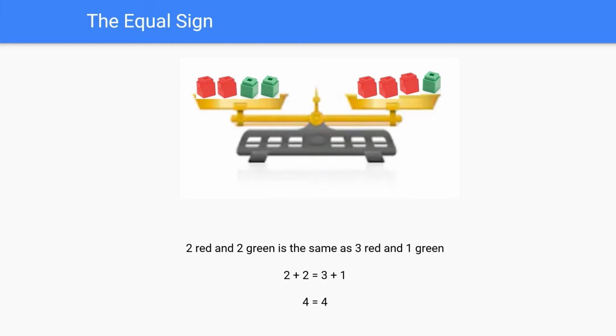Sometimes things are not the same. When looking at this scale, we can see that 3 red cubes and 2 green cubes is not the same as 3 red and 1 green because 5 is not the same as, or not equal to, 4.